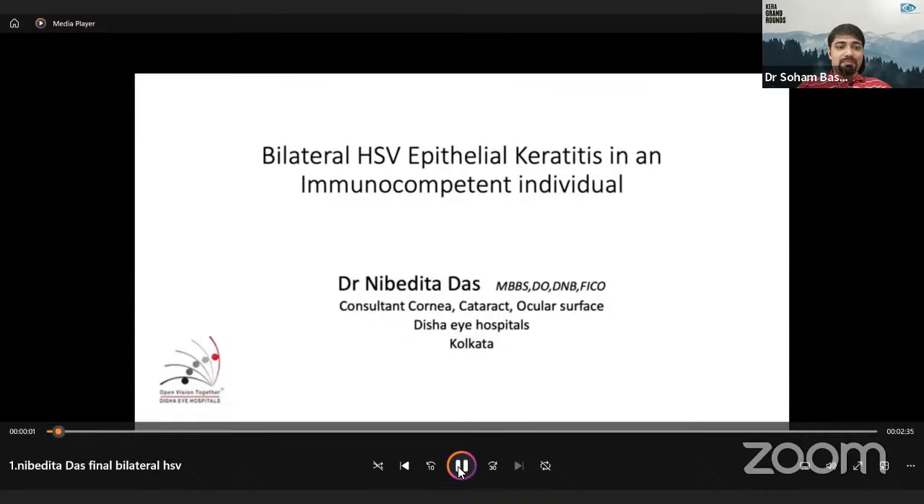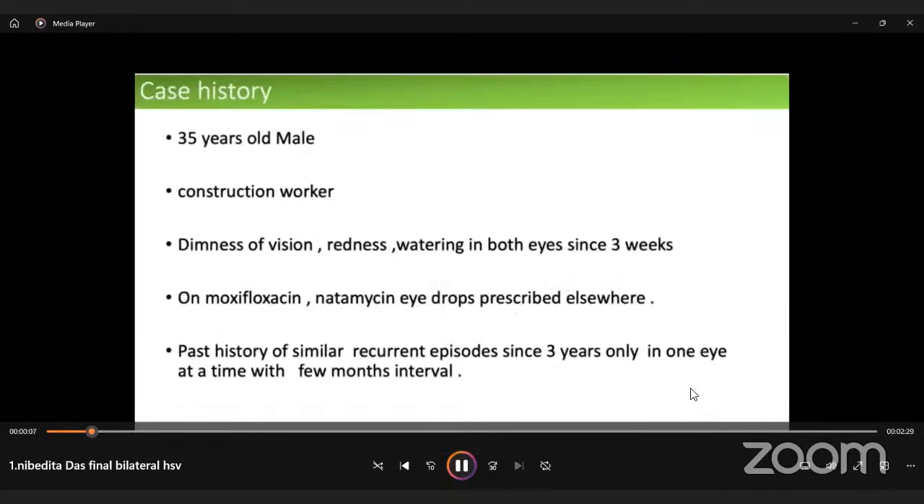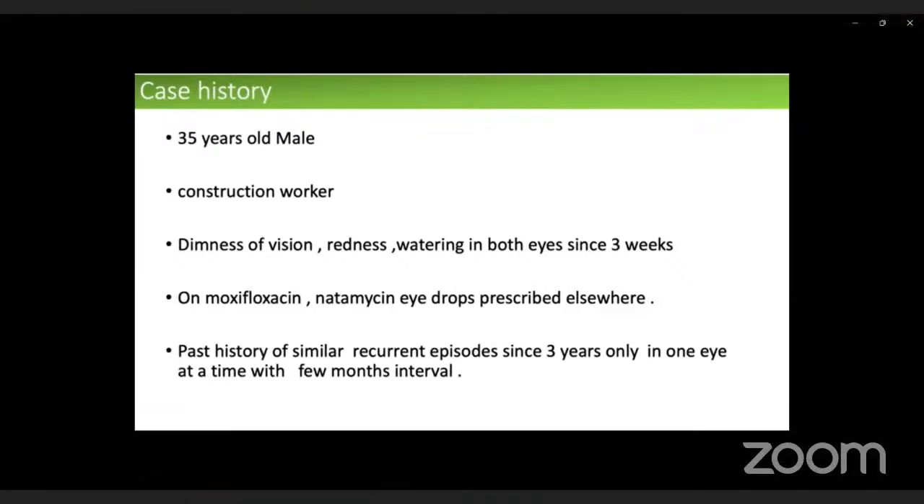Good evening. I'm presenting a case of bilateral herpes simplex keratitis in an immunocompetent individual. A 35-year-old male, a construction worker, presented with a history of dimness of vision, redness and watering in both eyes for 3 weeks. He was on topical moxifloxacin and natamycin eye drops prescribed elsewhere. He had a past history of similar recurrent episodes over 3 years, which used to occur in only one eye at a time with few months' interval.